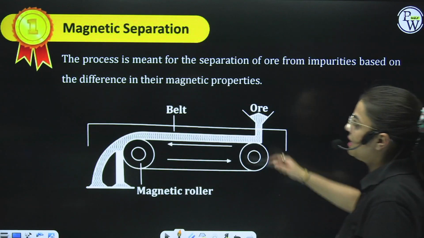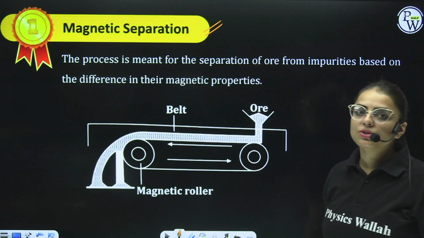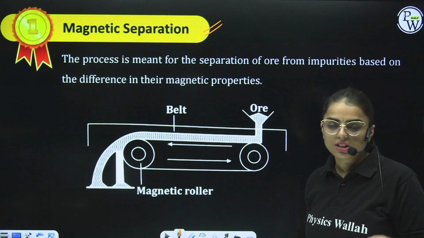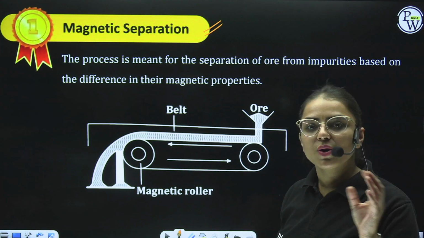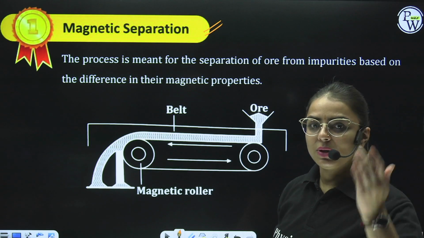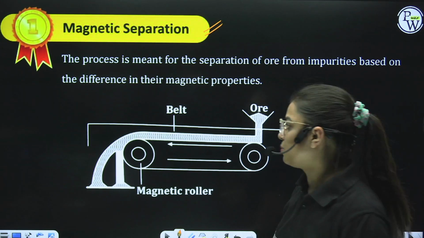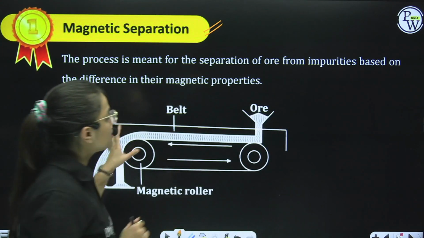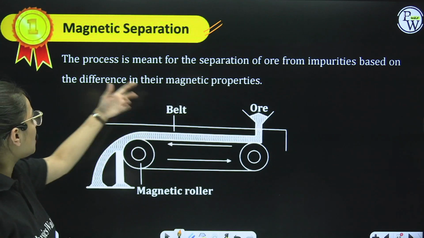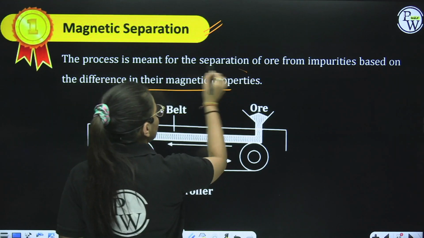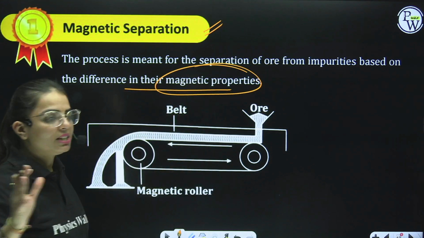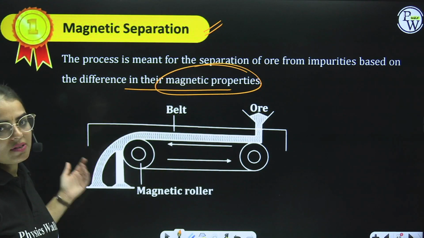Now the next one is magnetic separation. Here we are going to see when there is a difference in magnetic properties. One of them is non-magnetic in nature, another one is magnetic in nature. So when the roller starts, the non-magnetic will separate first and then the magnetic one. The process is meant for the separation of ores from impurities based upon their difference in magnetic properties.